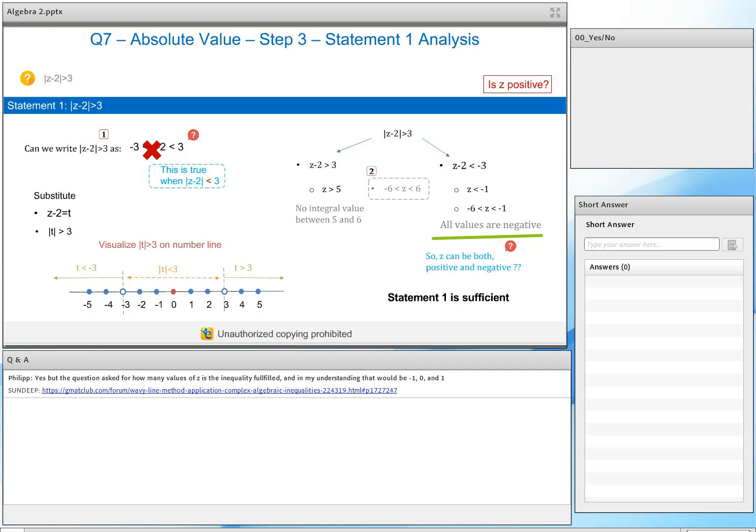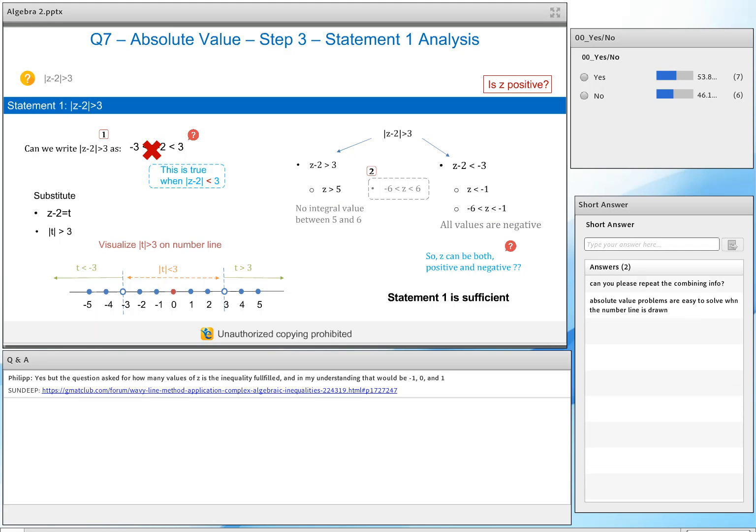How many of you will log this question in your error log as absolute value inequality? Almost everyone, right? But is that the right kind of feedback? Because if you were able to get to this point, that means you know how to solve an absolute value inequality. It's really how you process the information that you were not able to understand. Essentially, I'll repeat the combining information part.